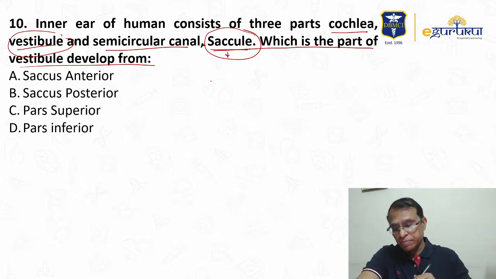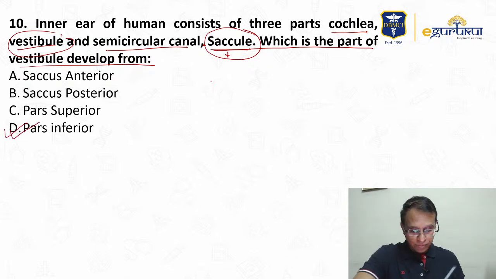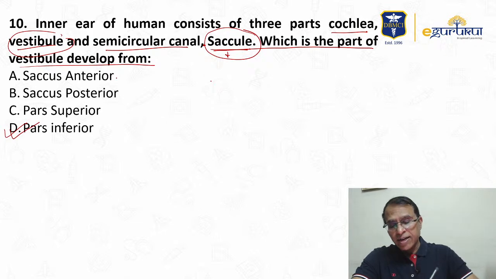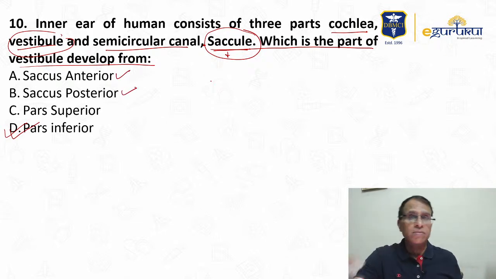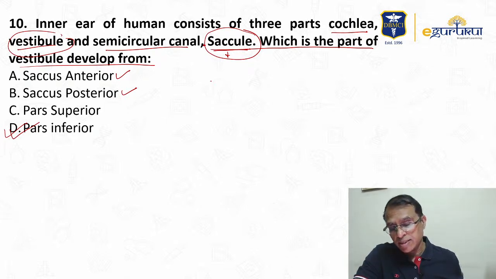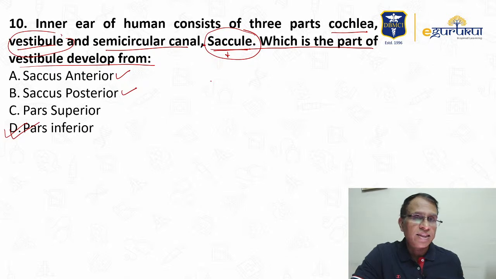The saccule develops from pars inferior. Now saccus anterior and saccus posterior, saccus as the name tells is a sac. In the anterior part of the middle ear there is a sac called saccus anterior. In the posterior part there is a sac called saccus posterior, and these sacs develop spaces in the middle ear. These are spaces in the middle ear.